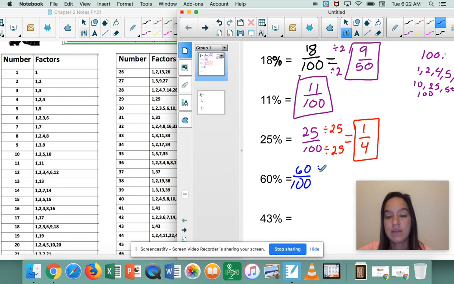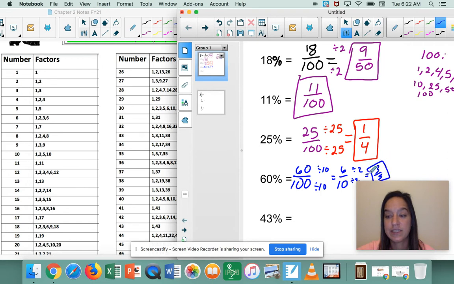So if I divide by 10, I'm just showing you the long way, I would get 6/10. Now what I would realize is 6 still has a 2 in common with 10. So I would have to divide again by 2. And I get 3/5.